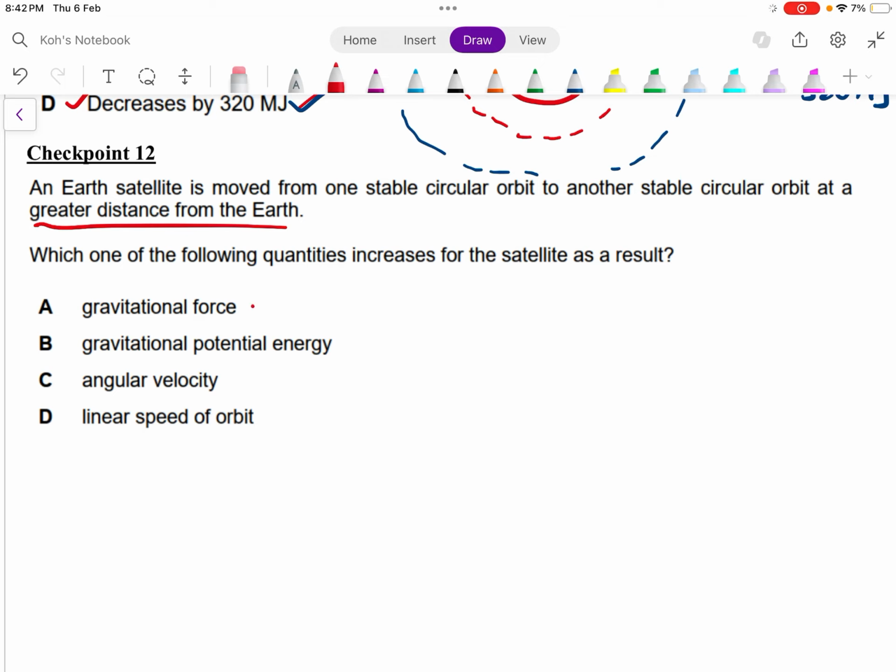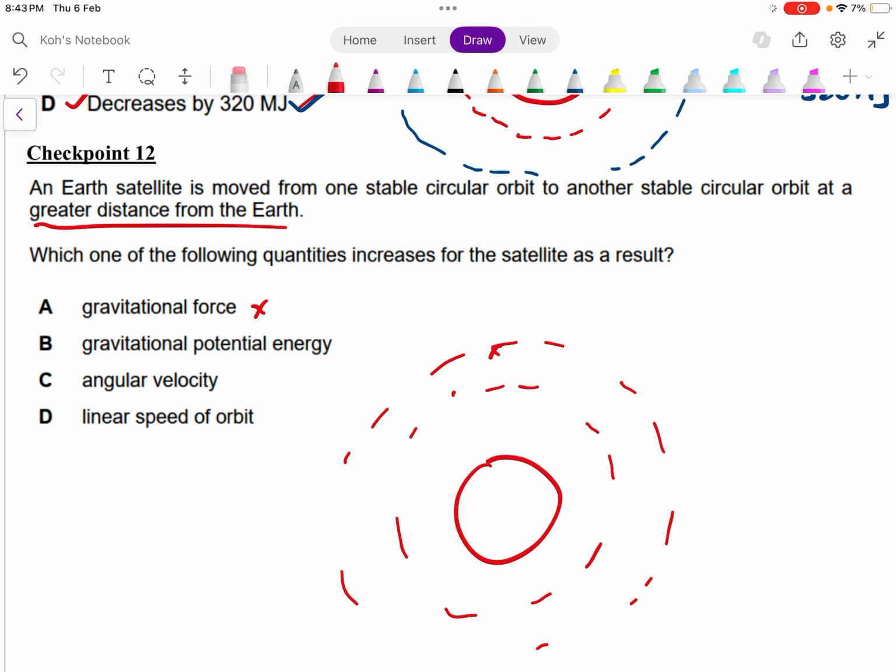So definitely it's not A, because as I move away from Earth, due to the inverse square law, the gravitational force must also decrease, right? Okay, what about B? Yeah, B should be the correct answer, because if you think about it, I go from a lower orbit to a higher orbit, so I must increase in GPE. So that's why the answer is B.